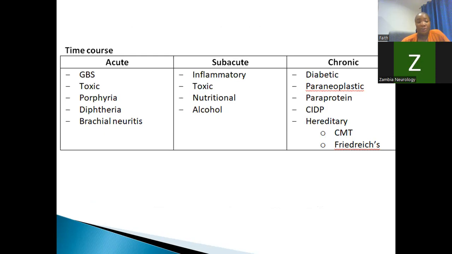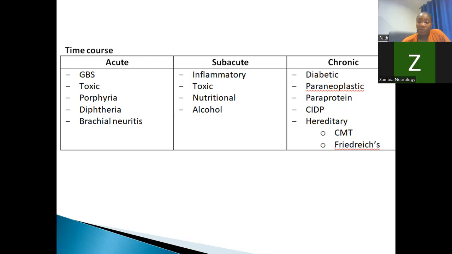In terms of time course, you can have a neuropathy that presents acutely, over maybe hours to days. And the common causes of these are the inflammatory conditions like GBS, toxic exposure, and other causes that are listed in this table. You can also have peripheral neuropathies that present in a subacute manner, meaning over days to weeks. Most of these are also inflammatory, but you can also have toxic as well as nutritional causes, as well as peripheral neuropathy that is associated with alcohol overuse.